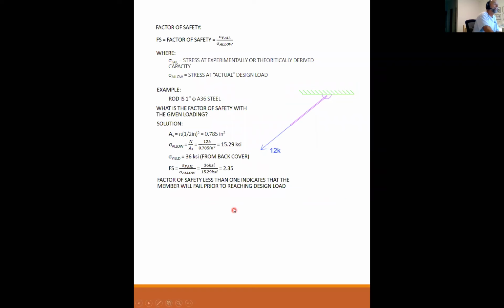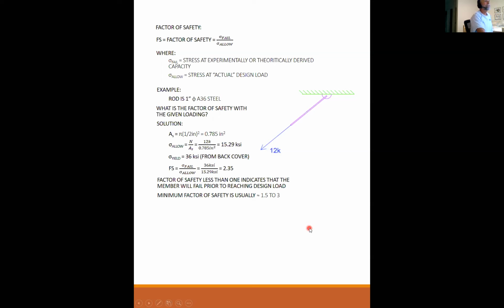If the factor of safety was less than 1, well, then that means that the material is going to fail prior to reaching my desired load. So that's no good. You can't have a factor of safety less than 1. The minimum factor of safety is usually about 1.5 to 3, sometimes more, sometimes less. But this is how you derive a factor of safety.